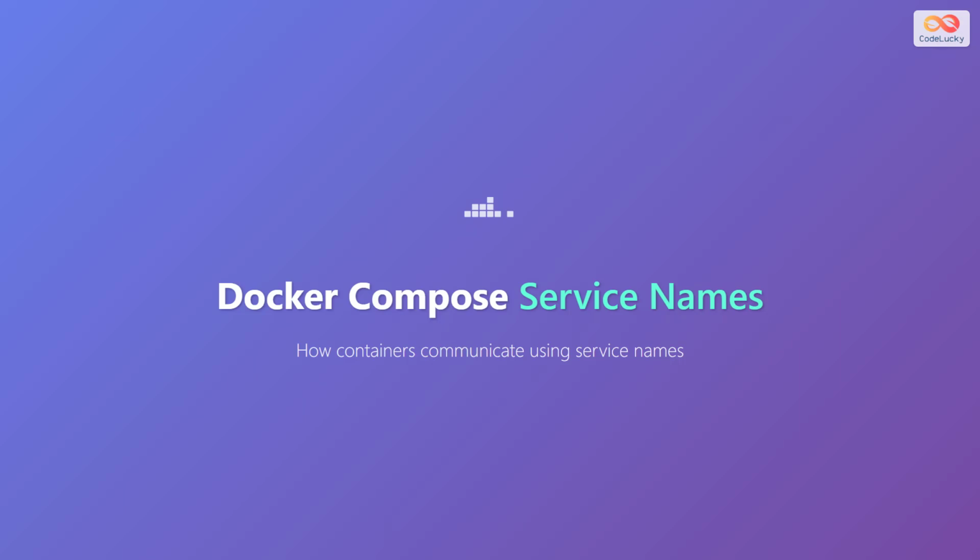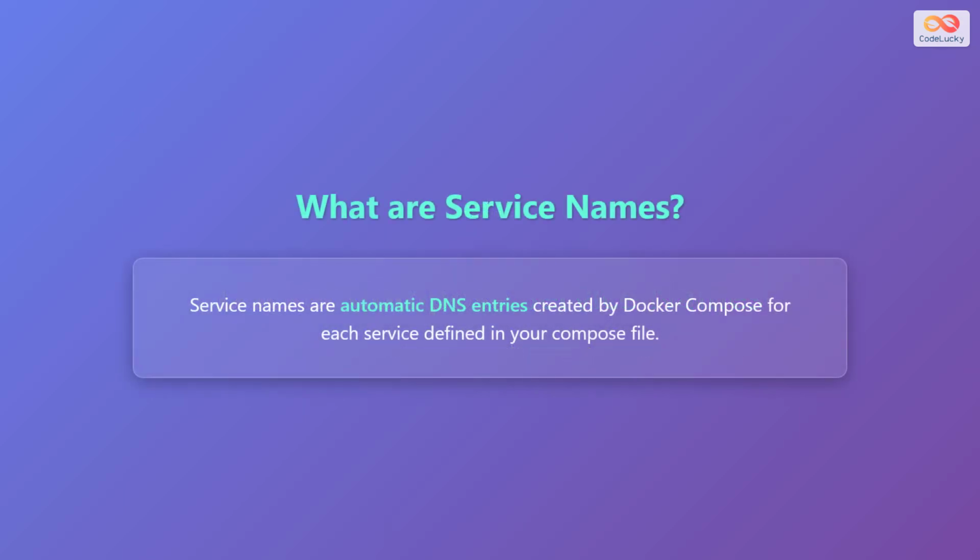In this video, we are going to learn about Docker Compose service names and how containers communicate using service names. Service names are automatic domain name system, that is, DNS entries, created by Docker Compose for each service defined in your Compose file. These entries enable containers to discover and communicate with each other, using the service name instead of IP addresses.